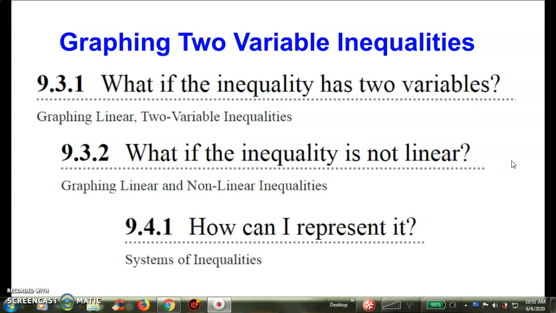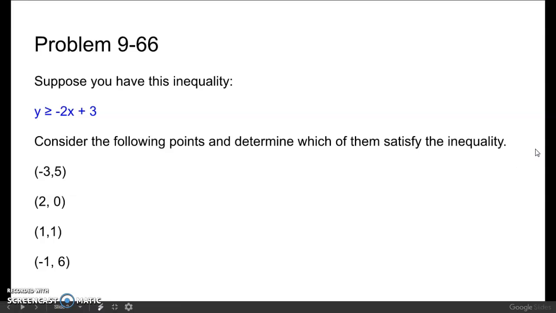All right. So let's start off with one of the examples from the book. So this is from problem 9-66, and here's what I want you to do. I want you to take a look at that inequality. So it says y is greater than or equal to negative 2x plus 3. I want you to look at the ordered pairs that are there and see which ones work in that inequality and which ones do not work. Okay, so pause this video, try it, and then when you're ready, get the video going again.